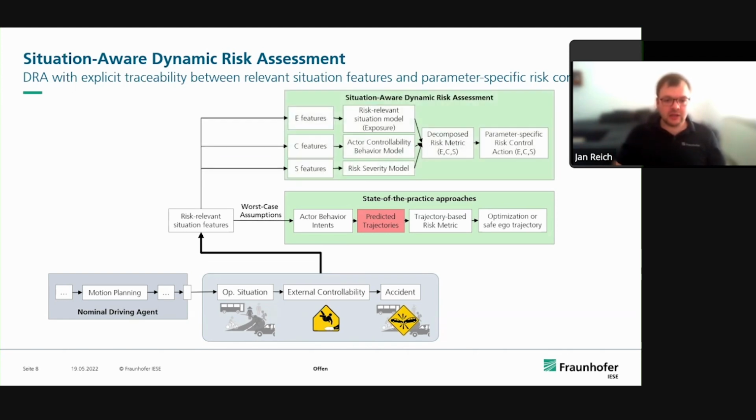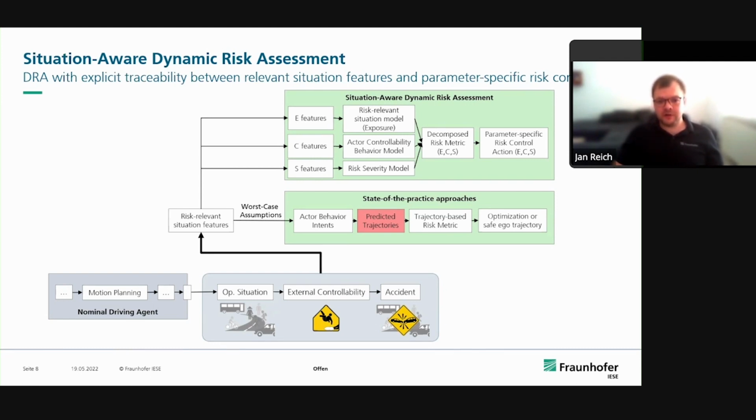And the situation-aware dynamic risk assessment approach that I've been developing as part of my doctoral studies actually tries to overcome this problem by building a qualitative risk model that decomposes risk based on the commonly known qualitative risk parameters: exposure, controllability, and severity. And for each of these risk parameters, cause-effect models are built that directly relate the risk-relevant situation features to the respective contribution in the risk metric.